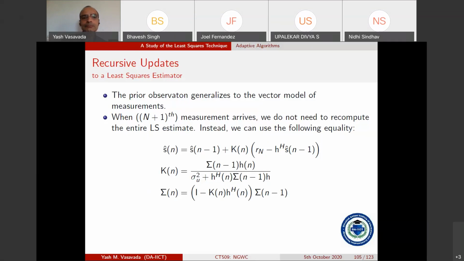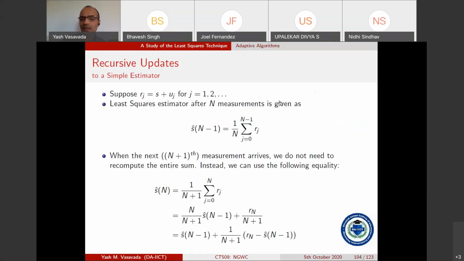Okay, so we looked at the stochastic gradient descent. We looked at the recursive updates, the RLS solution to the least squares.